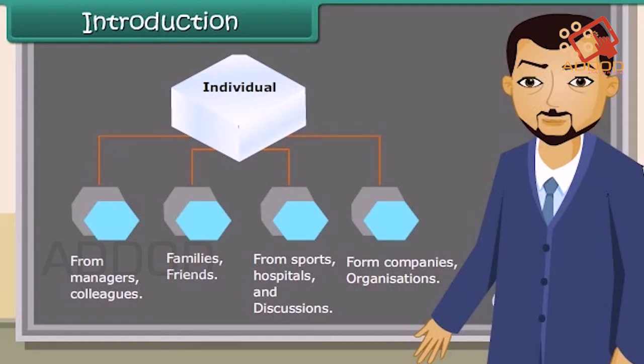Types of data: primary data, secondary data. Data which are not originally collected but obtained from published or unpublished sources are called secondary data.